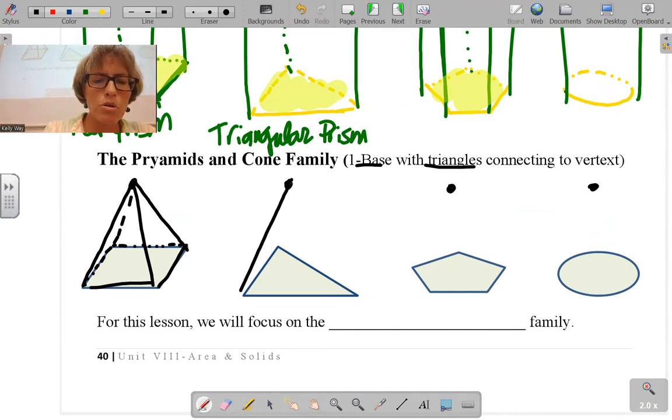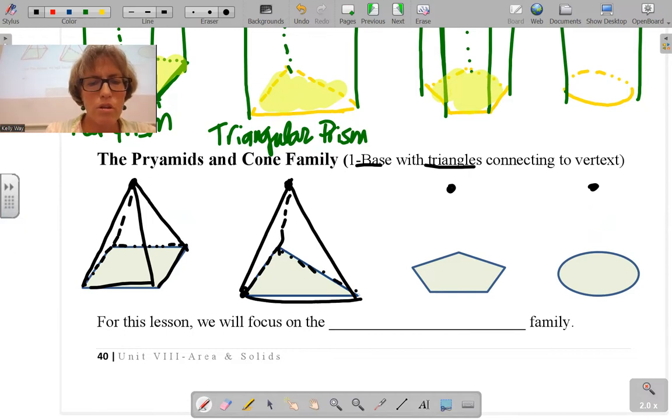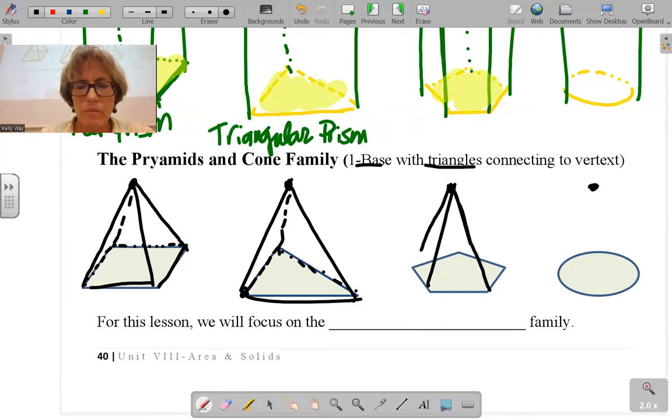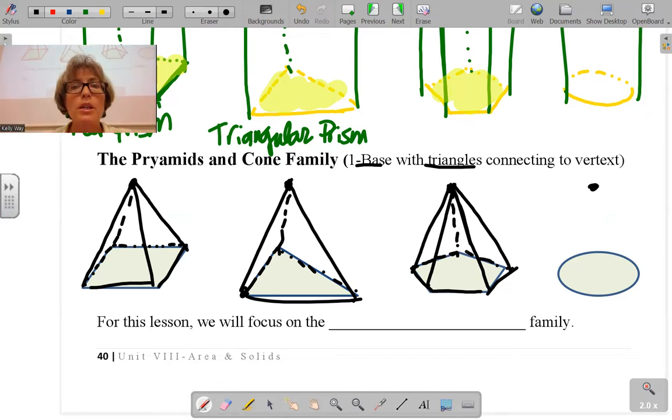Right here, we connect the corners. Dotted in the back, dotted edge, solid. That is a triangular pyramid. That is a square-based pyramid, a triangular pyramid. Connect the corners. This back edge is dotted, solid, solid, solid. This should be dashed as well, and this should be dashed. That is a pentagonal-based pyramid. And of course, we have the cone. Solid in the front, dashed in the back.